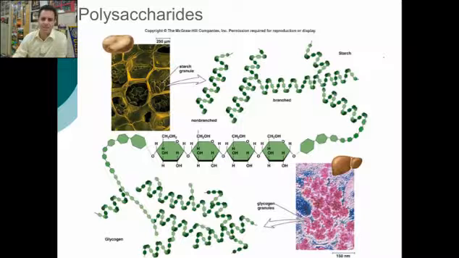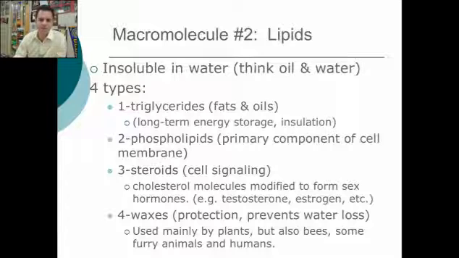Other polysaccharides, for example, here we see glycogen, where we have long glucose molecules. I won't get into the details, that's not important for us, but these glucose rings are connected differently than they are when found in cellulose. So this, of course, we use, cellulose we don't. Macromolecule number 2, lipids.